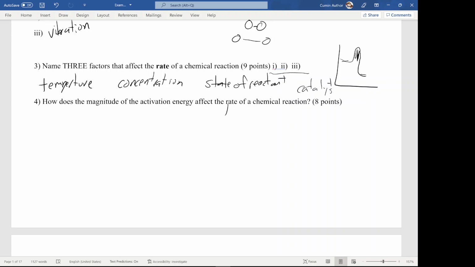And so then question 4, how does the magnitude of the activation energy affect the rate of the chemical reaction? Well, there's a good reason that I put this up, because temperature is capable of giving molecules enough energy that they can get over that barrier. That's what can slow a lot of reactions down. And so what you've got to keep in mind is that the higher the activation energy, the slower the reaction will be.